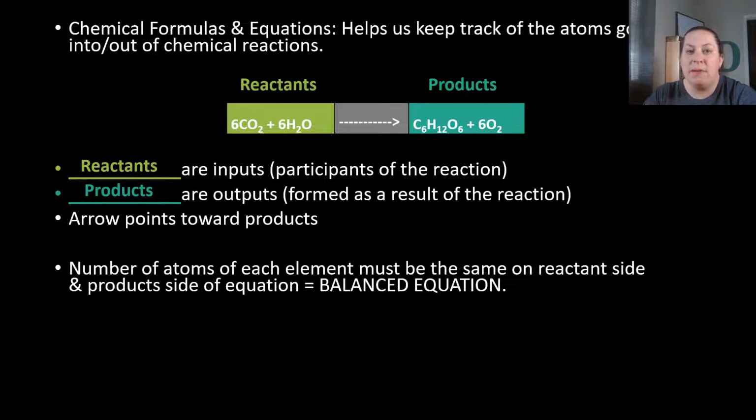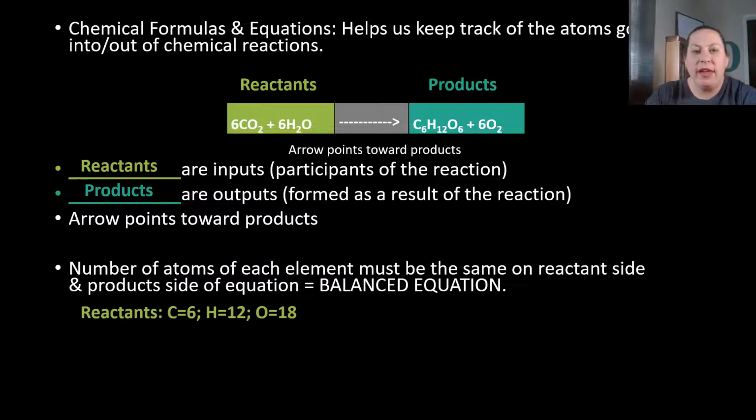Okay, so in order for it to have a balanced equation, you have to have the same number. So let's take a look at this, okay? If we look at the reactants, it has 6 oxygen. Okay, see the 6 in front of the C? This tells us there are 6 carbon.